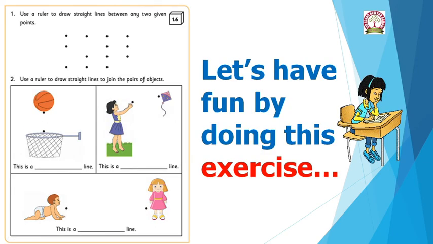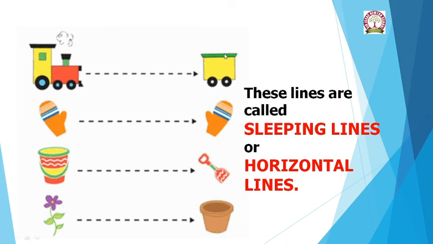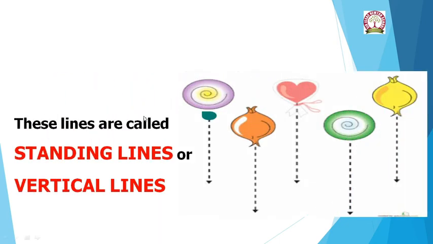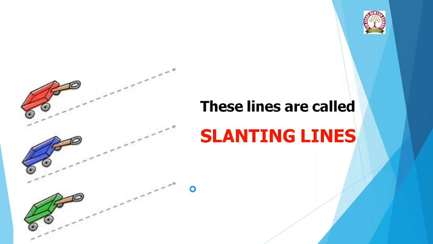Okay. Let us recall it again. This is called a sleeping line or a horizontal line. And these lines are called standing lines or vertical lines. And these are called slanting lines.